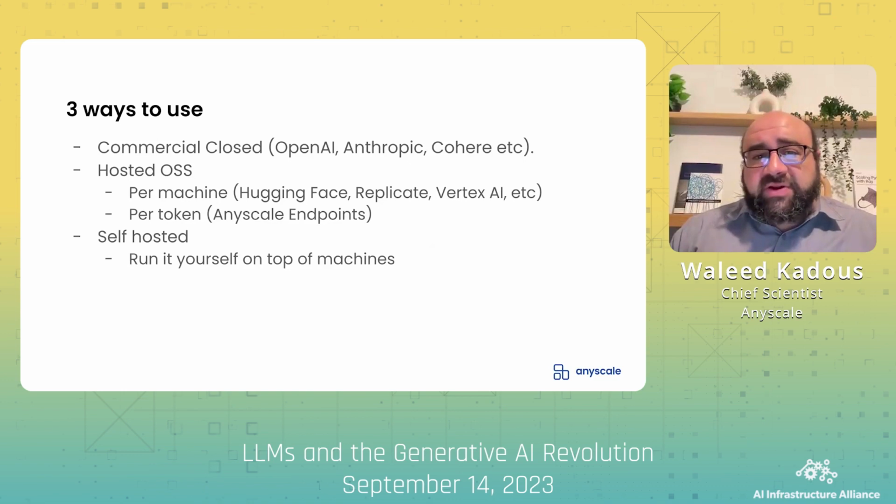So there are 2 variants there, some charge per machine and some charge per token. But I'm going to talk a little bit about how the OSS model scene has evolved. And then finally, running your own models, typically what's called self-hosted. So let's go through those 3 options.